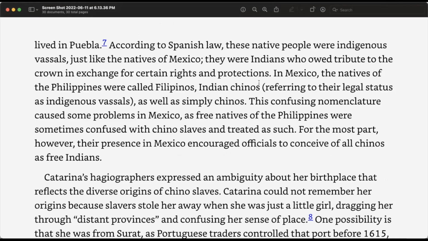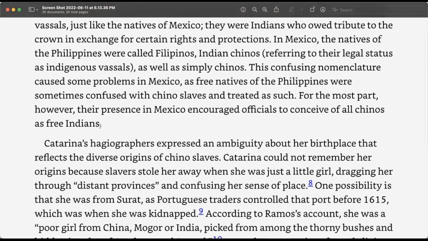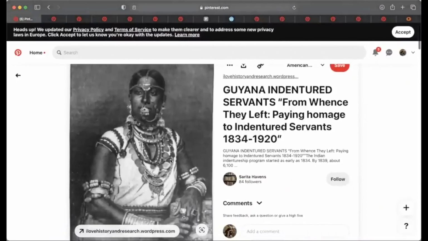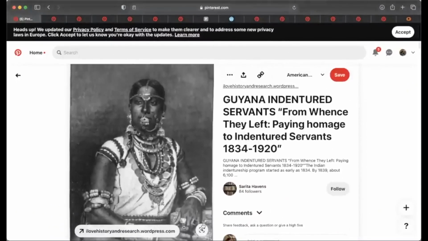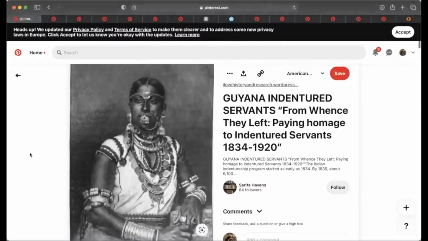This confusing nomenclature caused some problems in Mexico, as free natives of the Philippines were sometimes confused with Chino slaves and treated as such. Didn't matter. For the most part, however, their presence in Mexico encouraged officials to conceive of all Chinos as free Indians. Kind of what they look like originally, the pictures, before I colorized them.